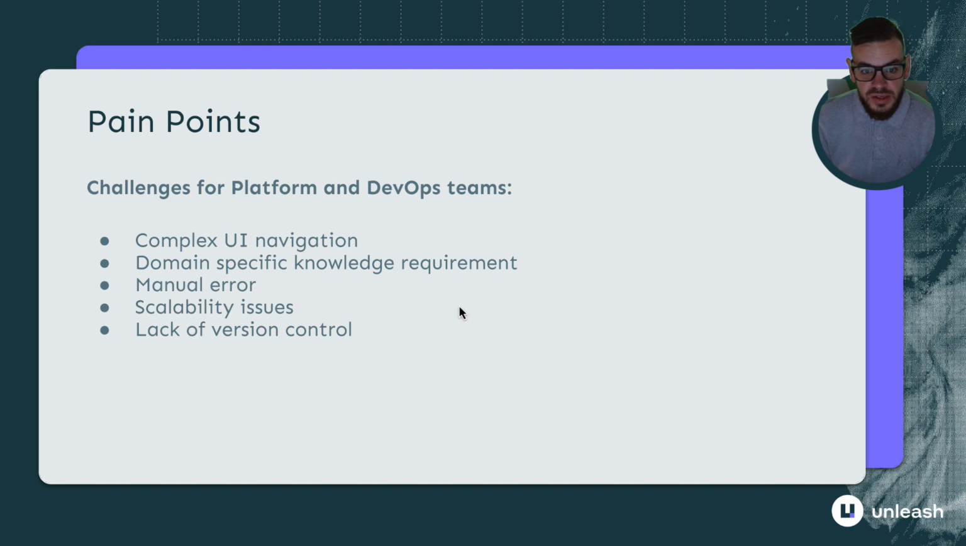Fourth, scalability issues. As your product grows, so do your feature flags. Manually managing an ever-growing list is not just time-consuming, it's challenging to maintain consistency. And finally, lack of version control. UI-based changes don't come with a version history like code. If a mistake is made, tracing it back can be complex.